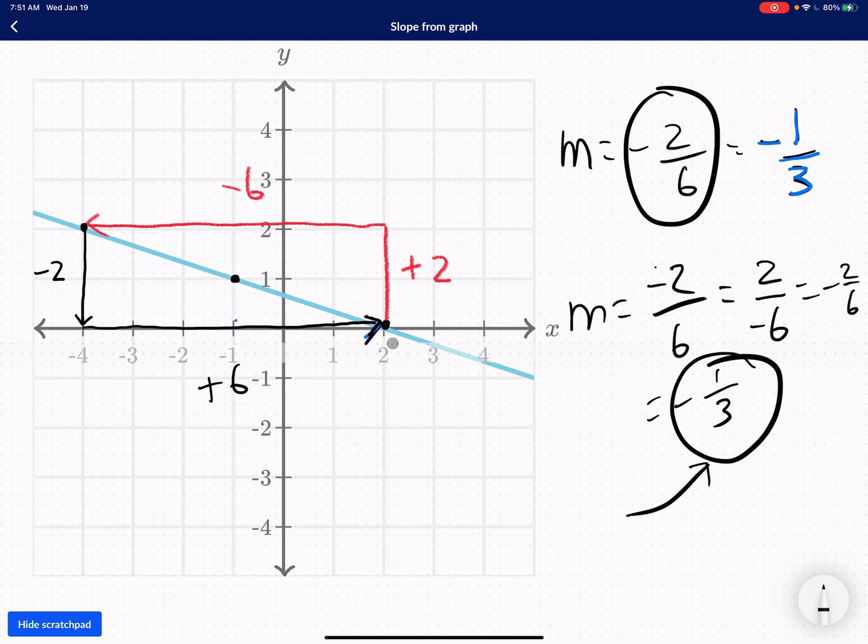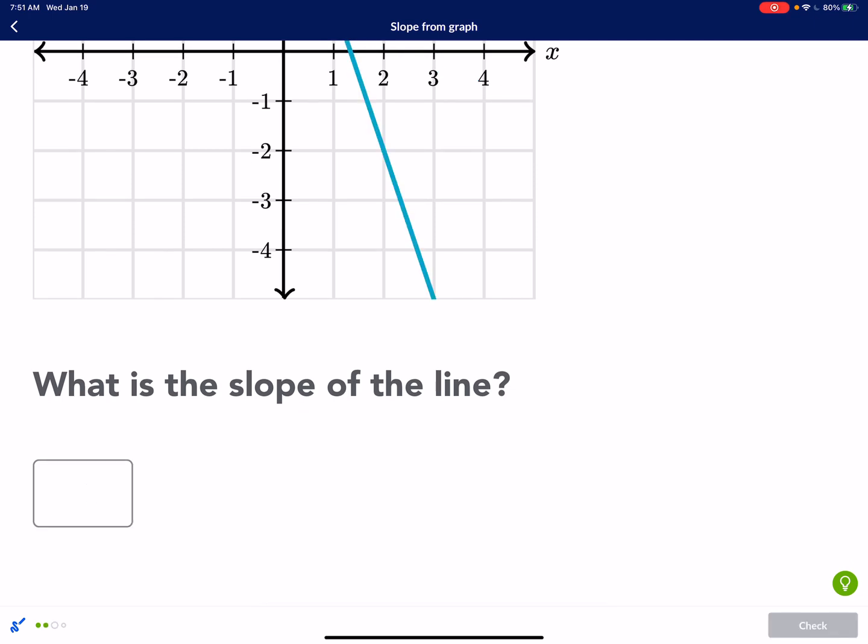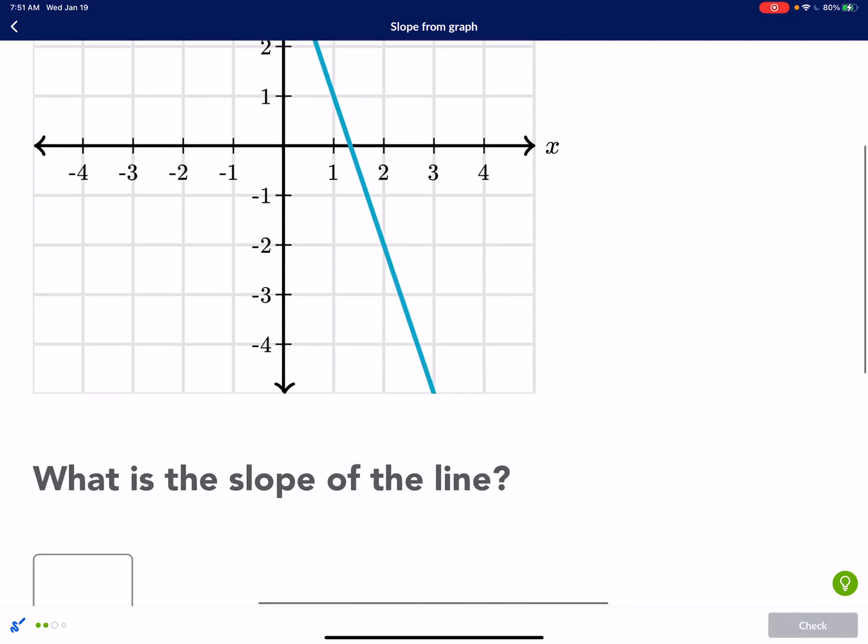All right, let's see what the next problem looks like. If the next problem is worthwhile, yeah, I think I've pretty much covered everything.